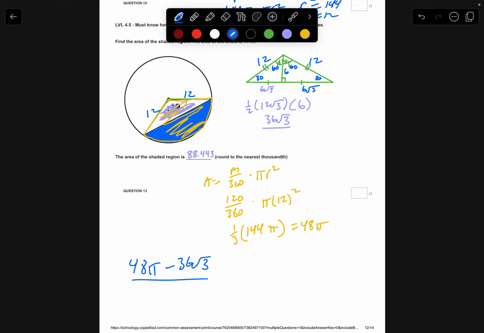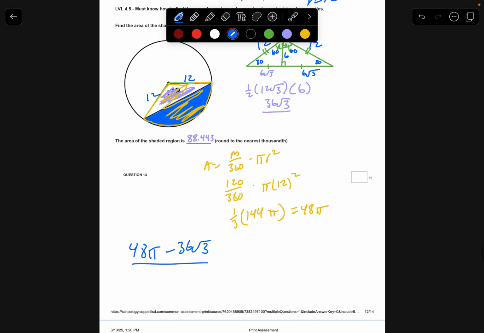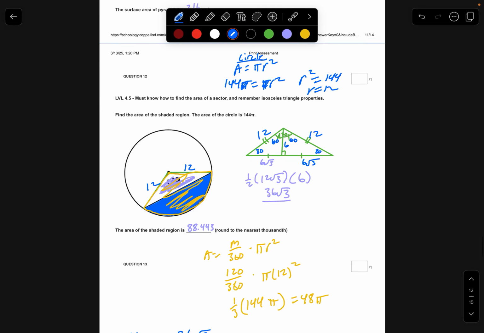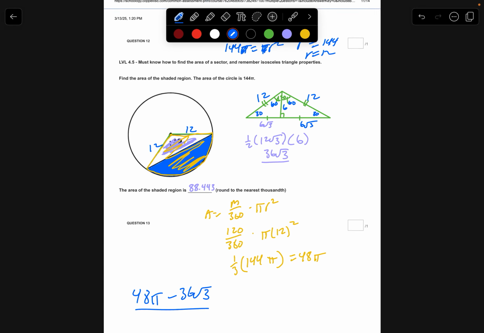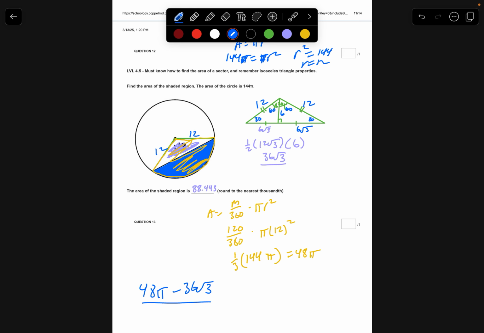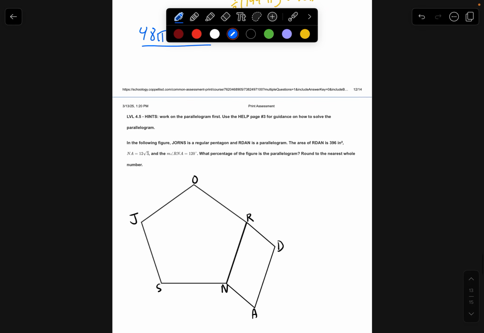And we're going to type that in. Hopefully we got the right answer. 48 pi minus 36 root 3. And I got 88.443. Oh, perfect. Got it. So that is number 12, looking great. Moving on.